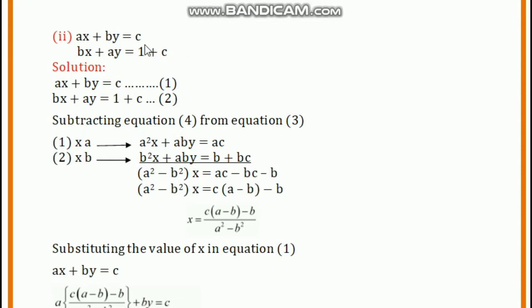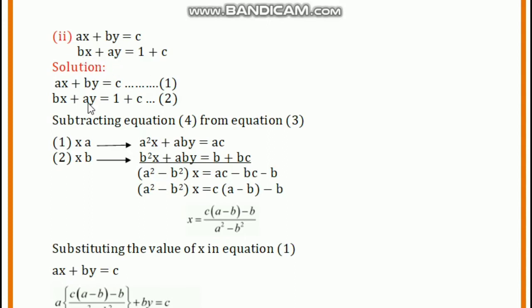Students, let's discuss exercise 3.7, 7th Roman, second subdivision. The question is ax plus by equal to c. This is the first equation, and the second equation is bx plus ay equal to 1 plus c. These are the two equations. Here we need to find the values of x and y.